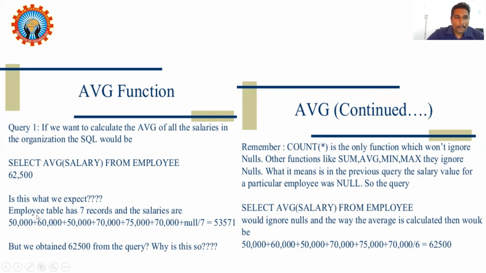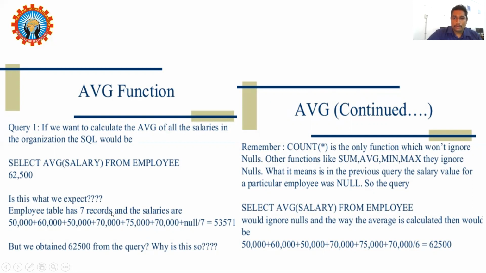The employee table has 7 records, but the salaries we have are only 6: 1, 2, 3, 4, 5, 6. The seventh is null. So among the 7 records, we have 6 values and the 7th value is null. If you were taking 7 values, we would get a different result here. But if you use average of salary, you are getting 62,500 as the output of the query.